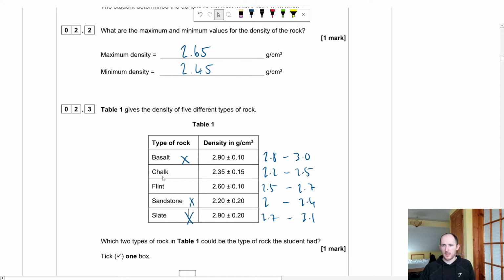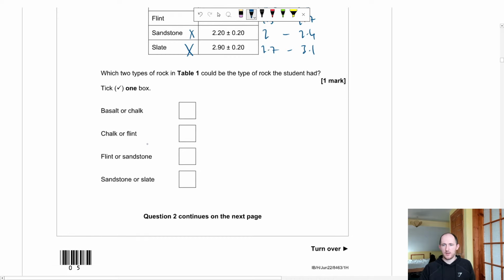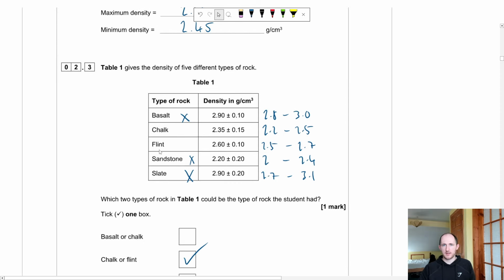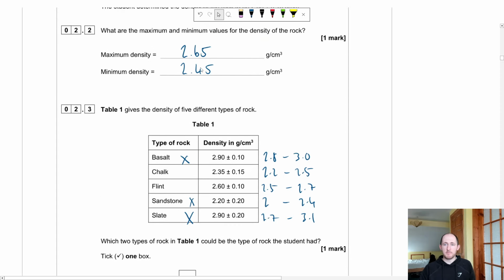What 2 are we left with? Chalk and flint, which is indeed one of the answers. That's the way I would do it. But remember, for the minimum, you're looking at the maximum value. Because, well, you can see from the range, right? Like 2.65, well, this is 2.8 to 3, so it's obviously not that. Process of elimination is the best way to do this one.